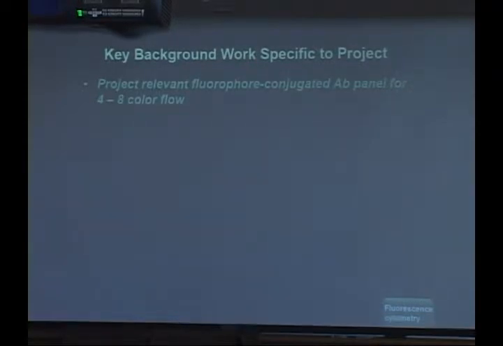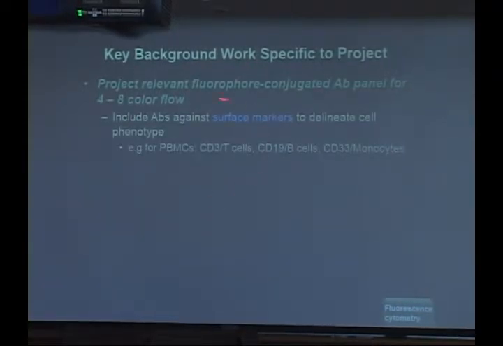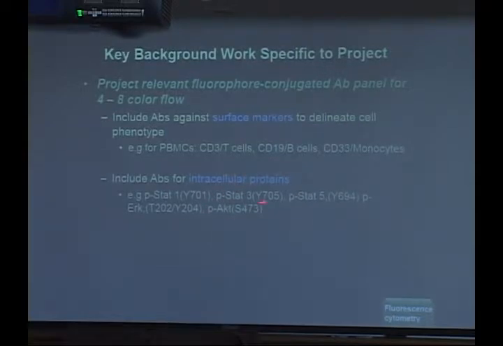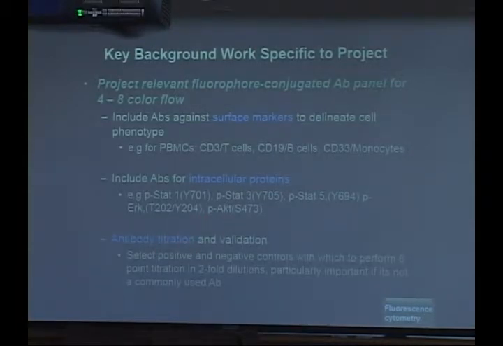And so again, in your background work, use antibodies to delineate specific cell subsets. For example, a simple example in peripheral blood mononuclear cells: CD3 for T cells, CD19 for B cells, CD33 for monocytes, and then antibodies for the intracellular proteins. These STATs are activated by a variety of stims, as is ERK and phospho-AKT. And you can do some small titrations with the fluorescence. It's just nice to get an idea of how good the antibody is before really going into detail when you have your metal conjugated antibodies for mass cytometry.